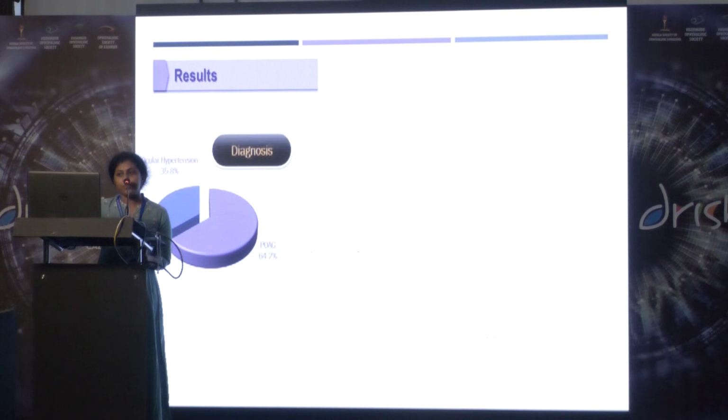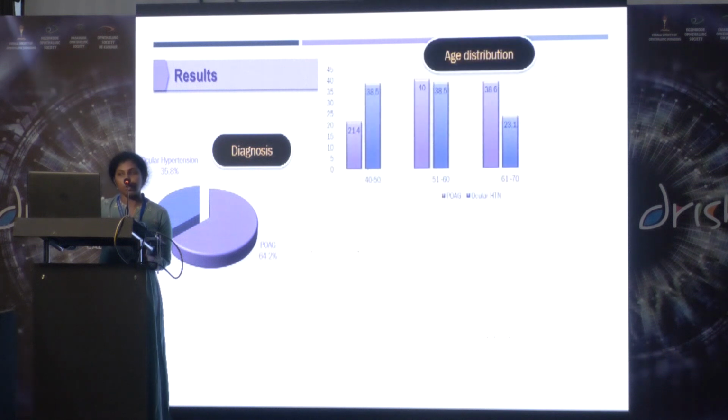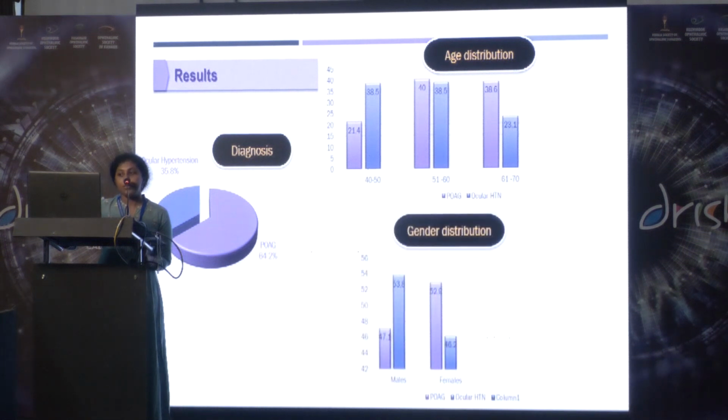Coming to my results, majority of my patients, 64.2%, had primary open-angle glaucoma and 35.8% had ocular hypertension. Majority of my patients came under the age group between 51 to 60. Majority of my POAG patients were females and majority of my ocular hypertensive patients were males.